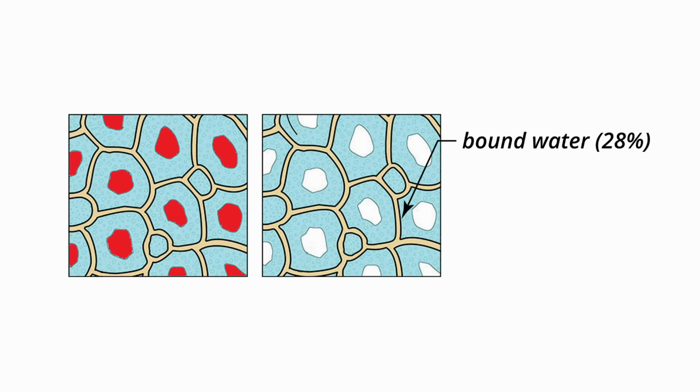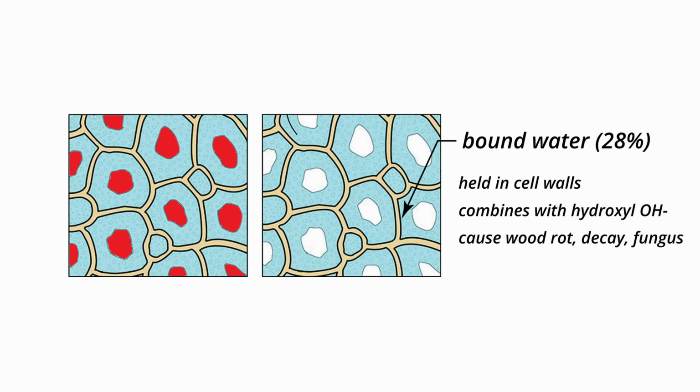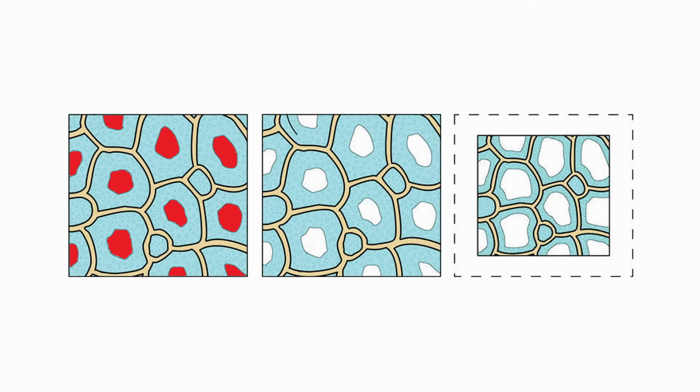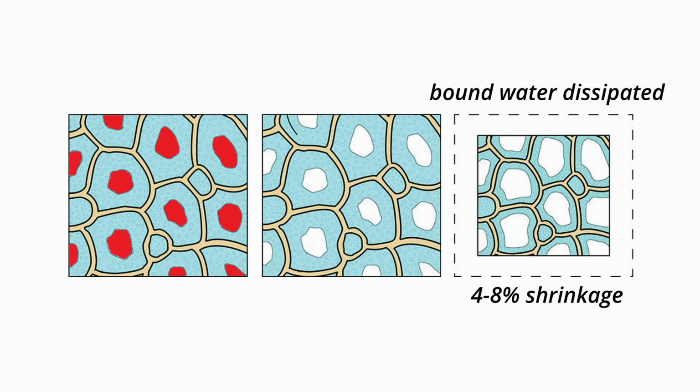Bound water molecules are held within the cell walls. They combine with the hydroxyl groups in the cellulose to cause wood rot, decay, and fungus. Wood does not shrink until after bound water leaves the cell.